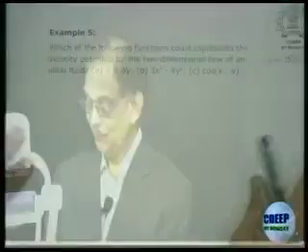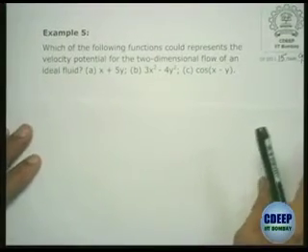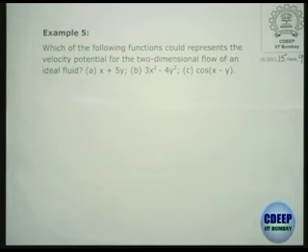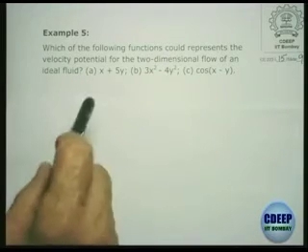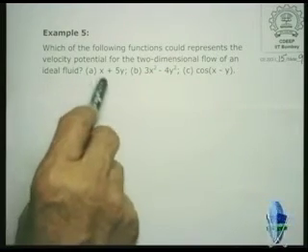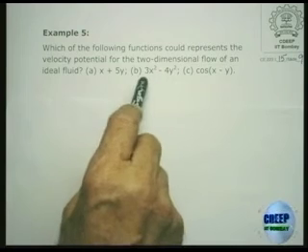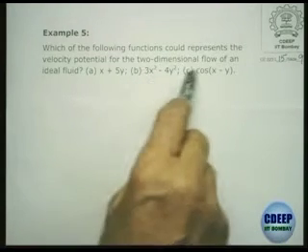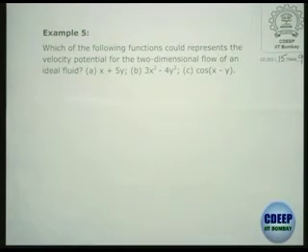Now, let us have a look at some other example, and here again, what are the things that you need to do? Which of the following functions could represent a velocity potential for a 2-dimensional flow of an ideal fluid? That means f(x,y) equal to x plus 5y. In this case f(x,y) is 3x squared and so on, similarly here. So, what is the check here?